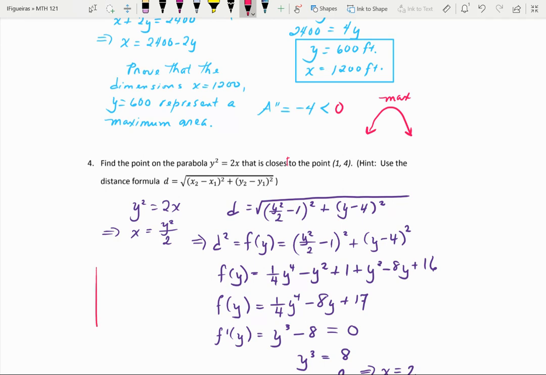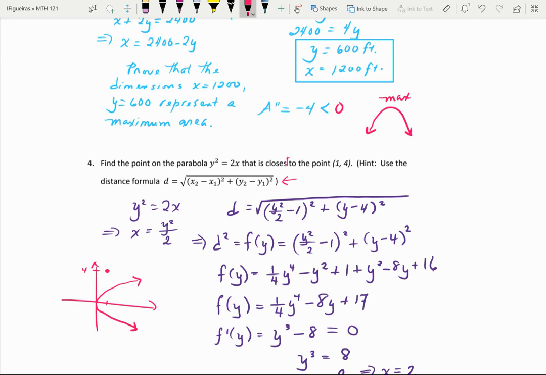So if I were to draw a picture just to help you visualize it, y squared equals 2x looks something like this, and (1, 4) is, well, it's about here somewhere, okay? So we want to find the point on this parabola where the distance from (1, 4) to the parabola is minimized. So we're going to use the distance formula. That's how you calculate the distance between 2 points. And so as a reminder, the distance formula is right here.